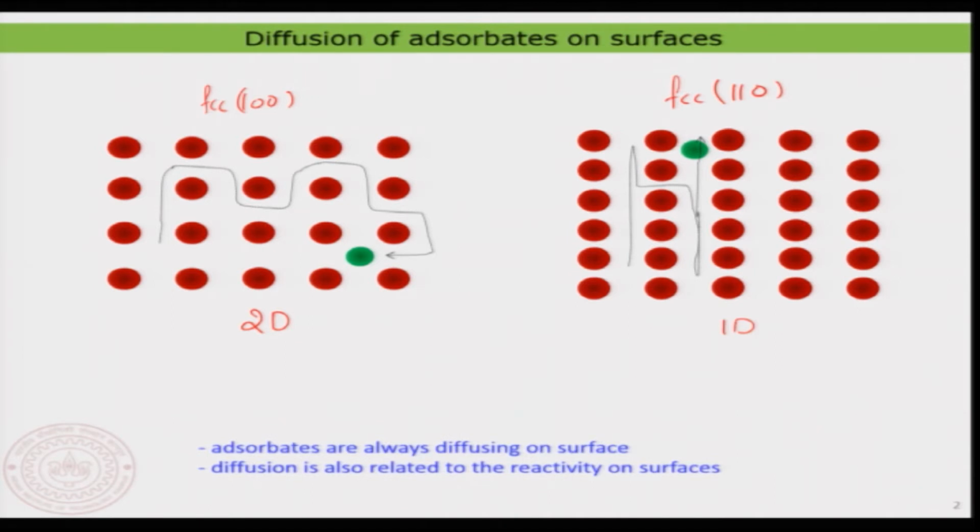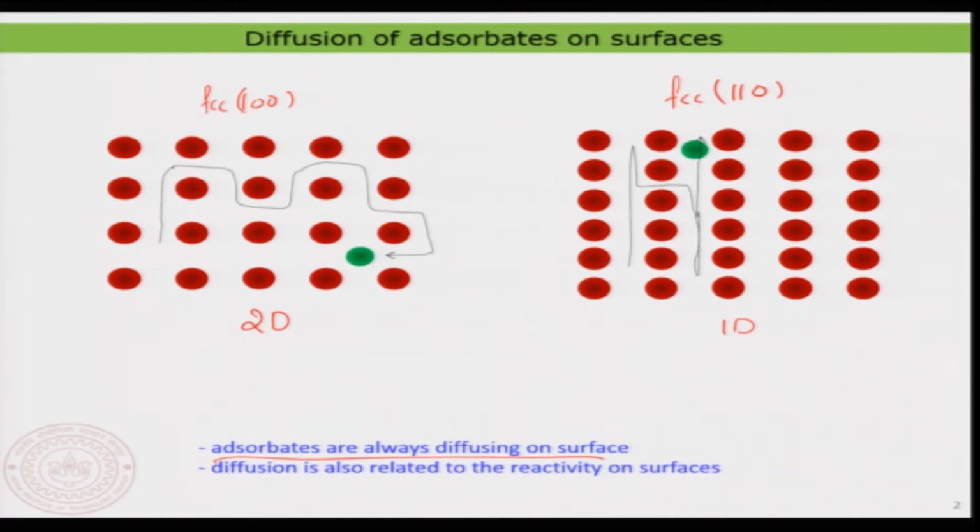So, the point we want to make here is that for any adsorbate, it does not matter whether it is an atom, a small molecule or a big molecule, the adsorbates on the surface are always diffusing.